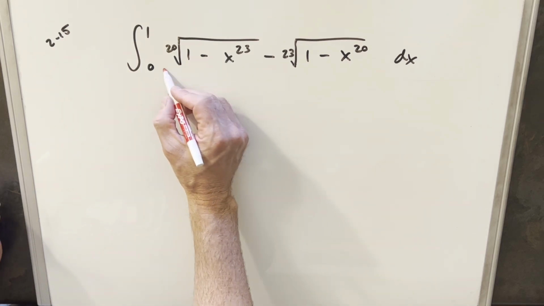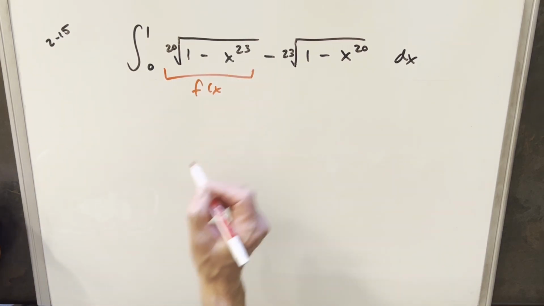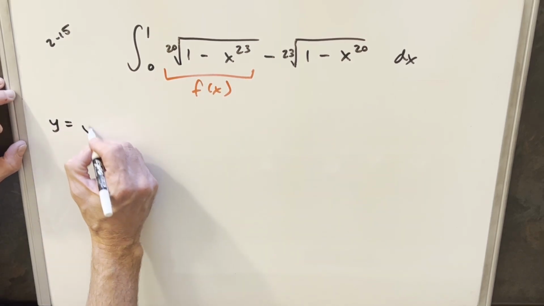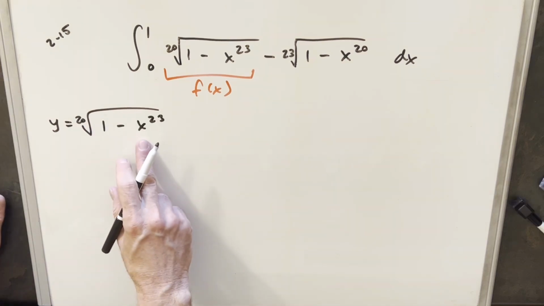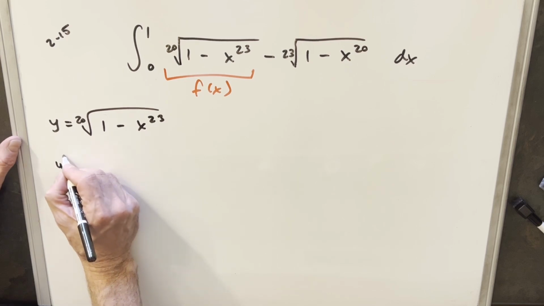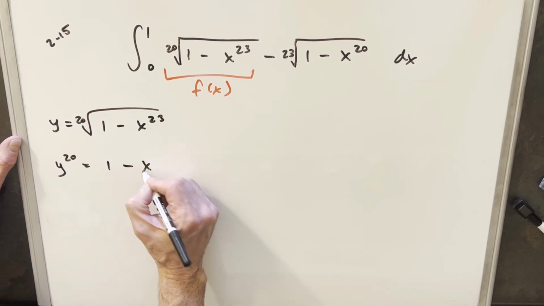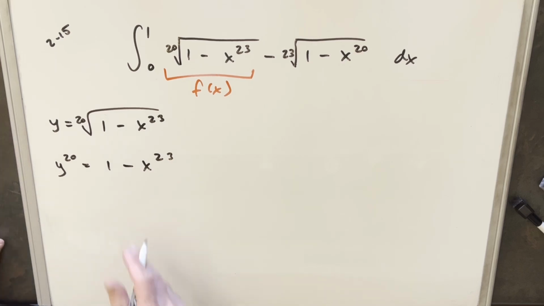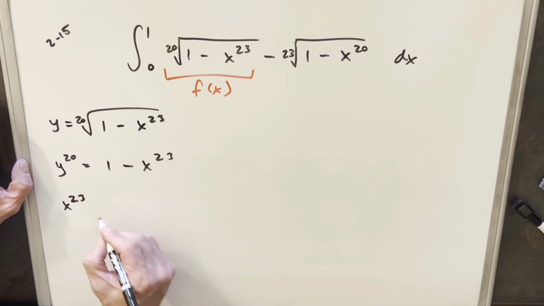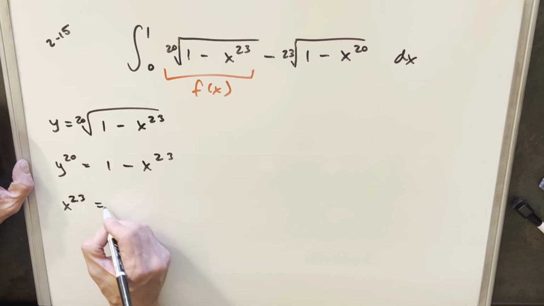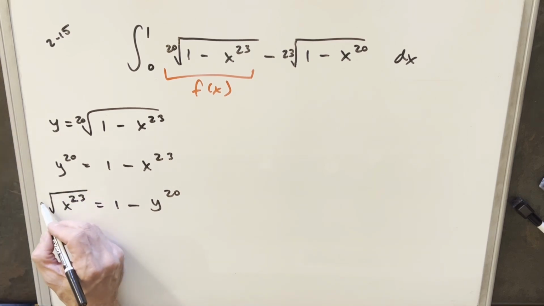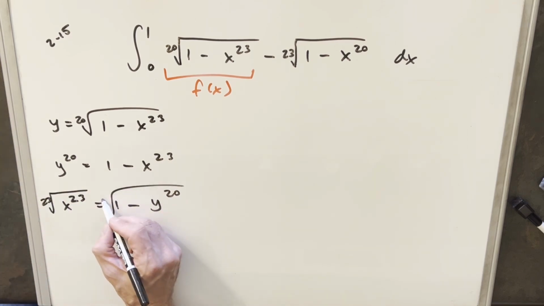So let's start with this first piece over here. We can call this f of x. To check the inverse, I'm going to set this whole thing equal to y and try to solve for x. First, take the 20th power on both sides, so we end up with y to the 20th equals 1 minus x to the 23rd. Then rearranging to get x to the 23rd alone, subtract y to the 20th on both sides, and we have 1 minus y to the 20th. Then I can take the 23rd root on both sides.